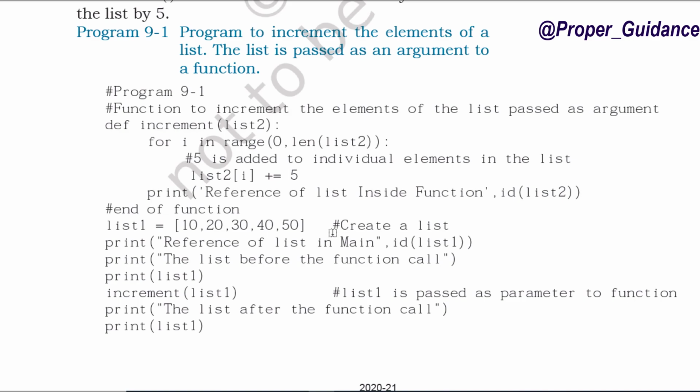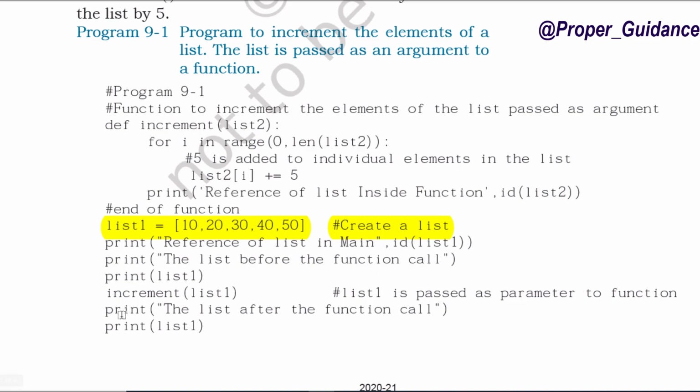When we are writing like this, now these are the comment lines, and this line helps you to understand what the particular line means. Okay, list1 = [10, 20, 30, 40, 50]. This means we are creating a list, and the elements of this list1 are 10, 20, 30, 40, 50. Okay, print reference of list in main, id(list1). Print the list before the function call.